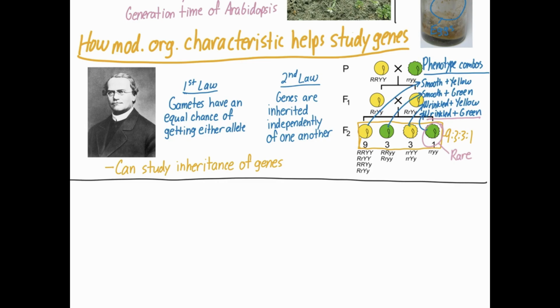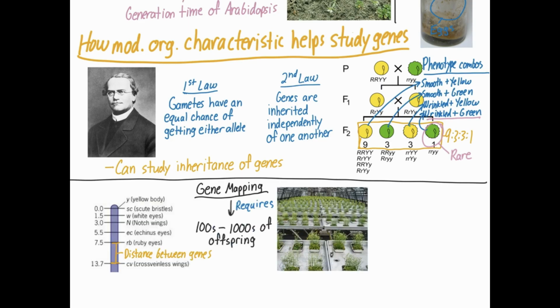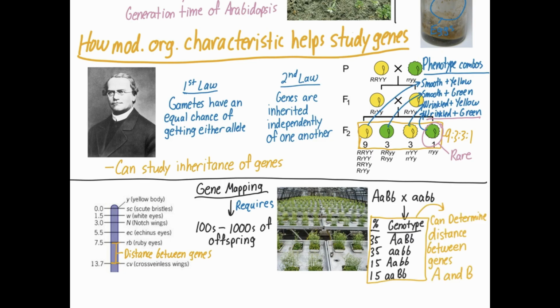Even today, in eukaryotes like Arabidopsis and Drosophila, gene mapping requires hundreds or even thousands of offspring. In gene mapping, a heterozygote is crossed to a homozygous recessive individual. How often the different genotypes appear in the offspring can tell us the distance between these two genes. If we only had a few offspring, this wouldn't be possible. So model organisms having lots of offspring allows us to determine the distance between genes.